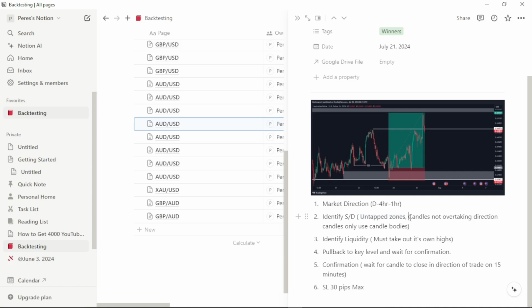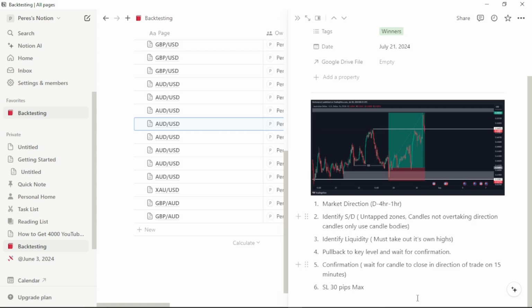The second rule is that candles should not overtake directional candles. What directional candles means is that, in identifying a demand level, your directional candles are your bullish candles, because that is the direction you want to trade, you want to buy. So when you are buying, your bullish candles are your directional candles. Make sure that the red candle, the bearish candle that you are marking to identify your demand level, is not bigger than the bullish one that came after it.